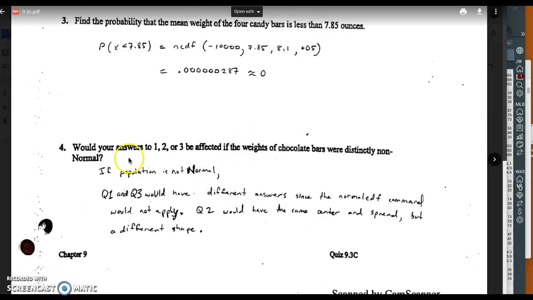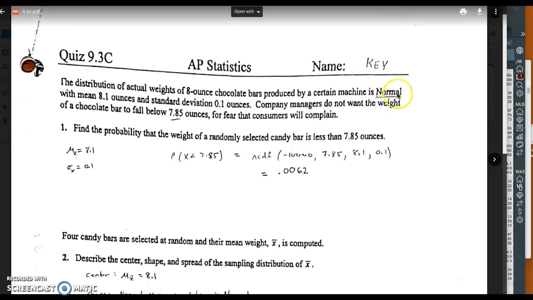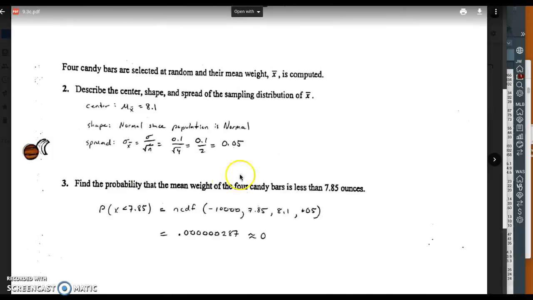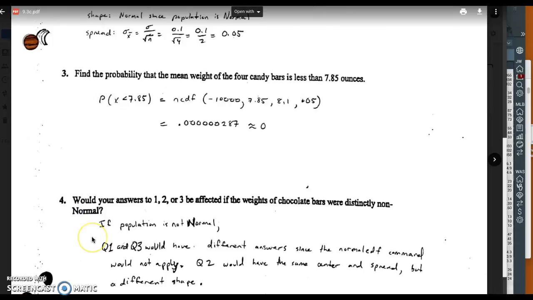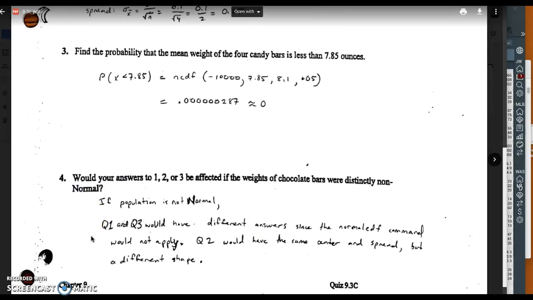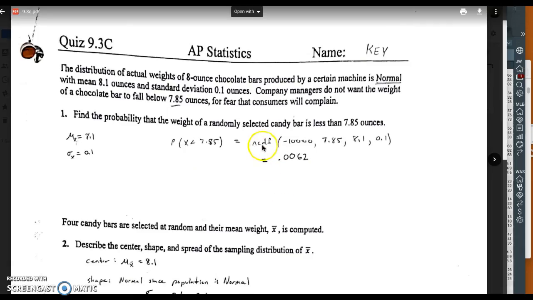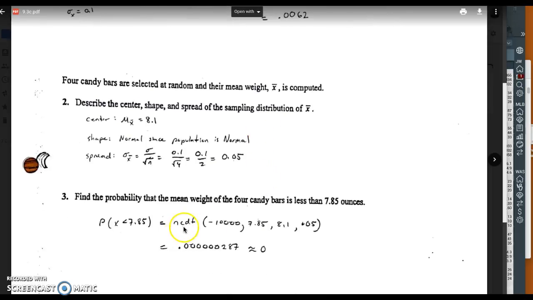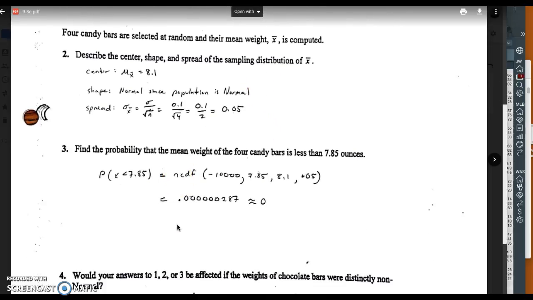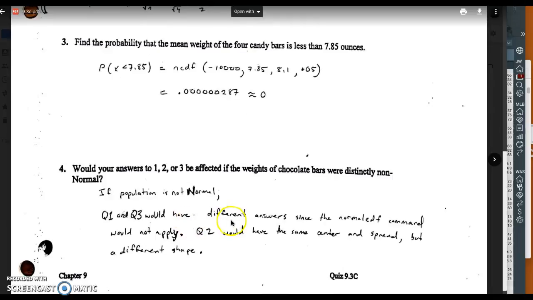Question 4. Would your answers to number 1, 2, or 3 be affected if the weights of chocolate bars were distinctly non-normal? In this scenario, they told us the weight distributions are normal. But what if they weren't normal? What would change, or would anything change? The key here is that if the population is not normal, then we certainly can't use normalcdf in question 1 or question 3. So our answers to question 1 and 3 would definitely change because we can't use that command.